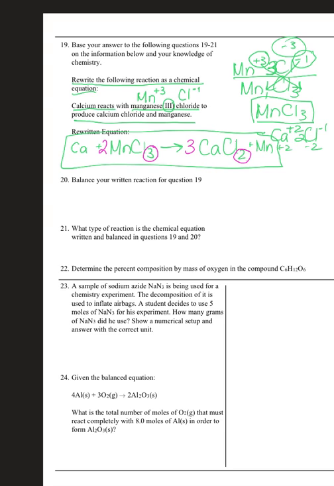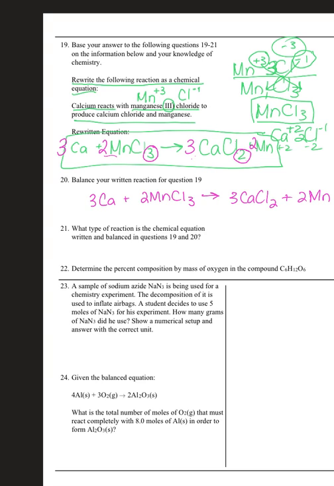Now let's see what we have. We have 3 calciums over here now, so I'm going to put a 3 in front of this calcium. And I have 2 manganeses over here. I'm going to put a 2 coefficient over here. So this is the balanced equation. I'm balanced now. I have 3 Ca plus 2 MnCl3 yields 3 CaCl2 plus 2 Mn.